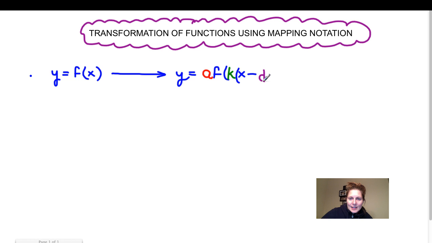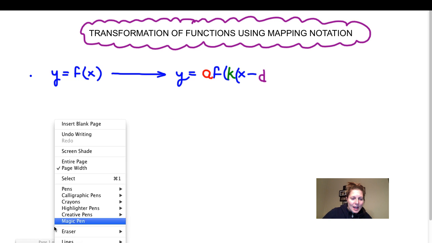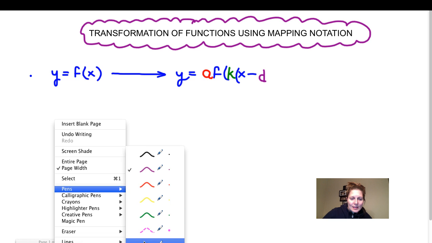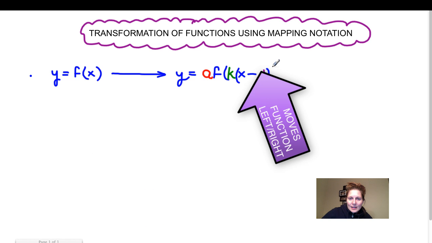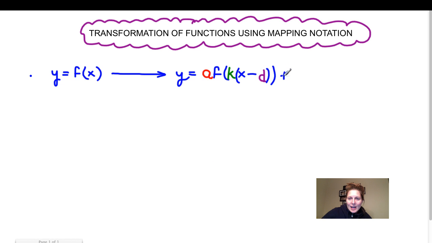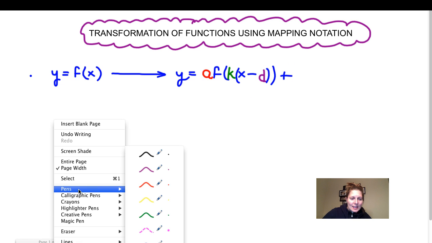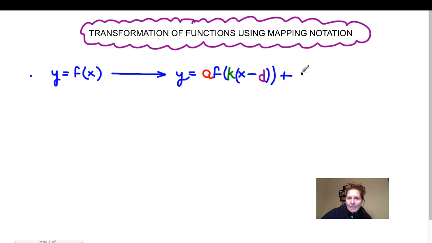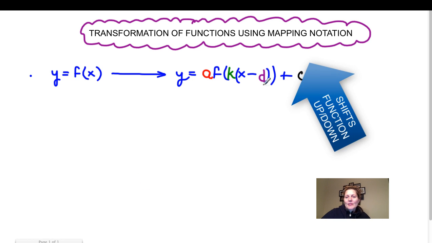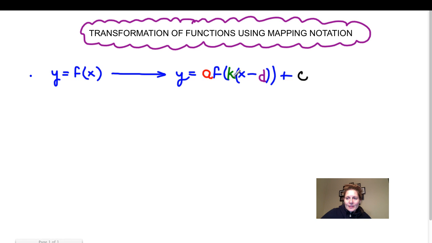A d value that I put after the x is going to cause a shift to the left or right. And if I add a c value to the end of the function, let's do that in black, then that's going to cause my function to move up or down. Okay? So stretch or compress along the x-axis, moving left or right, and moving up or down.